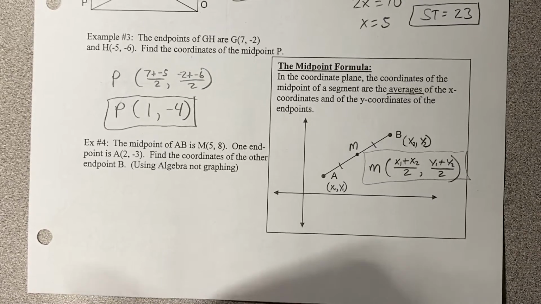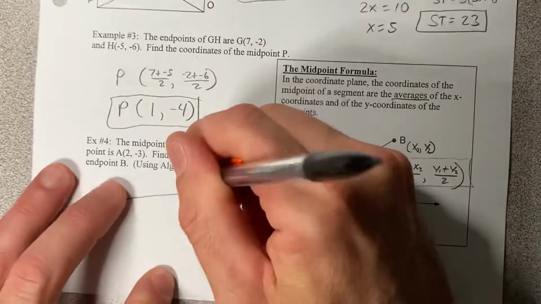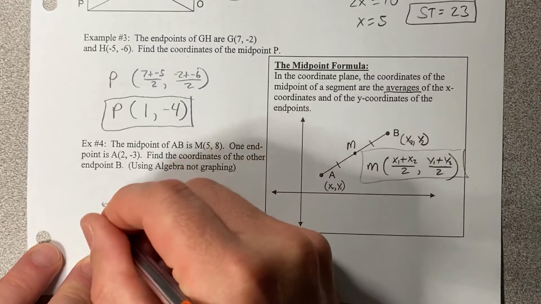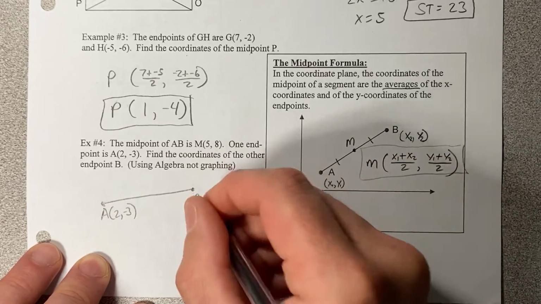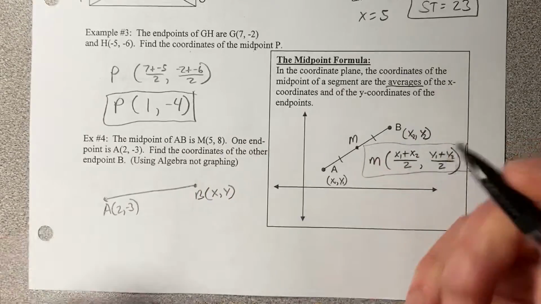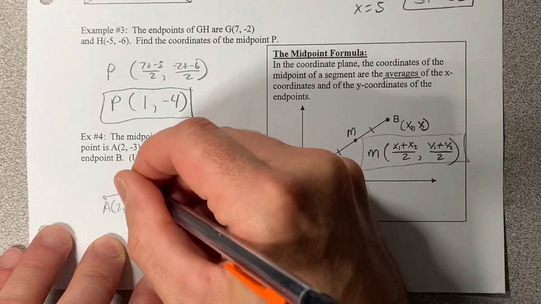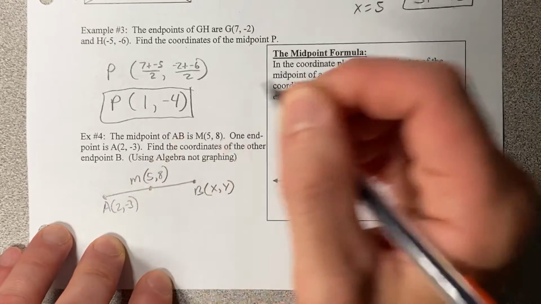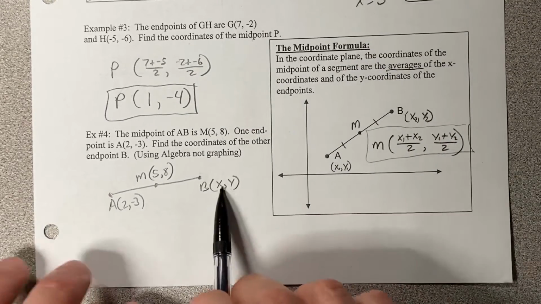So algebra is where you've got variables, right? Here's how I want you to think of it. Whoops, let's draw a segment. You've got an A that's at 2, -3. You've got a B, which is unknown. So what I want you to do is put X, Y, some variables in there. And then we've got our midpoint at 5, 8. So we're going to use the midpoint formula to help us solve for x, y.